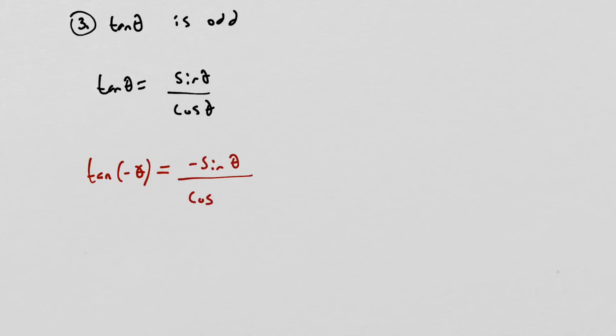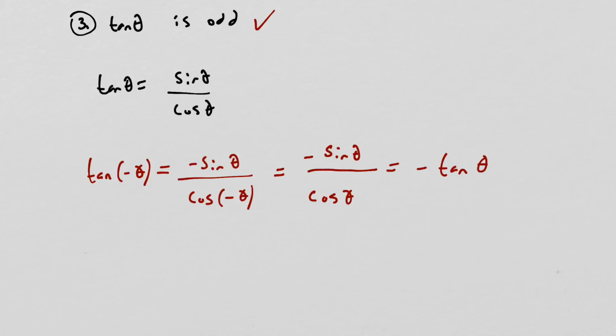Recall that tan theta is equal to sine theta divided by cosine theta. Then let's go ahead and show that tan evaluated at negative theta is equal to a negative tan theta. So this will be equal to a negative sine theta divided by cosine of negative theta. Since we know cosine of negative theta is even, this then becomes cosine of theta with a negative sine theta up top. But this is equal to a negative tan theta. And so we have just shown that tan theta is odd.